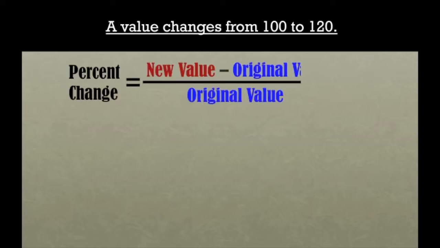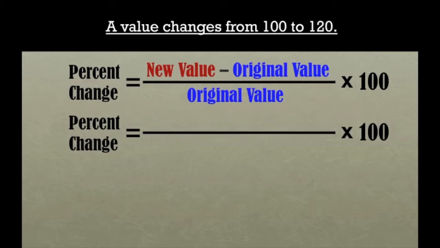Let's say a value changes from 100 to 120. Well, it's changing from 100 to 120. So let's start with our formula, and then let's plug in what we have. We're saying the new value is 120 because it becomes 120. That's what it's going to end up being. So that's our new value minus the original value. We started at 100, so we're going to have that as our original value. And then again, 100 is our original value, so we put that in the denominator.